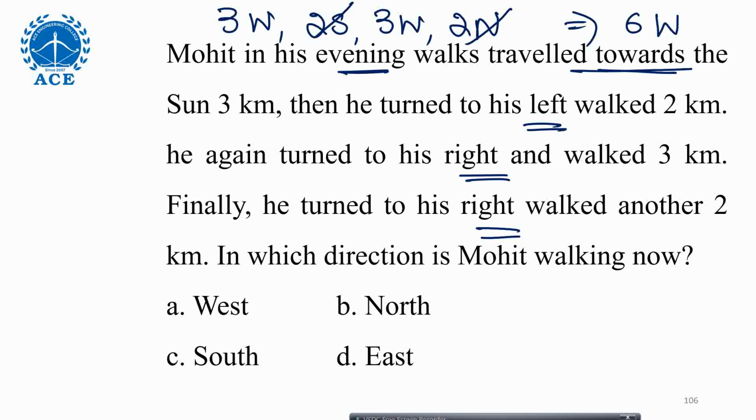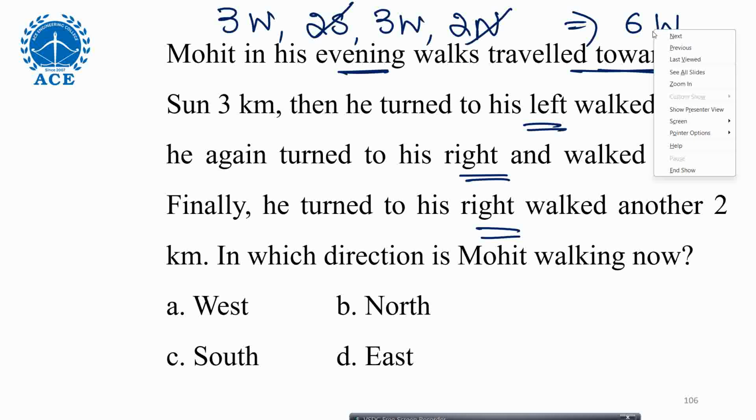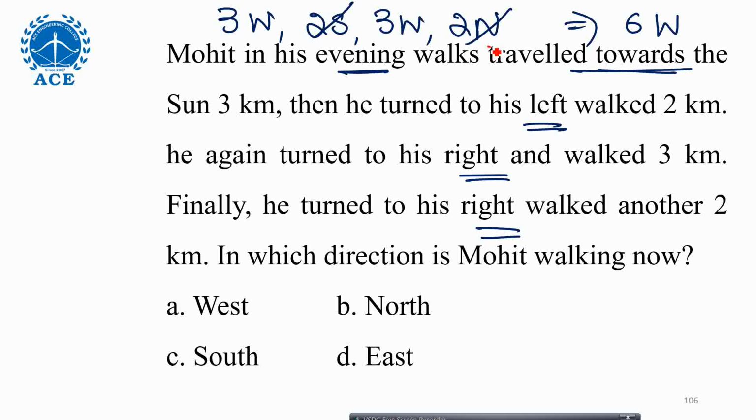But listen. They're asking, I said this question in yesterday's class also. In which direction is he walking now? Question is in which direction is he walking now? Last one. From the starting point he is 6 west, I know. But the question is not from the starting point. In which direction is he walking now? Read the question. From the starting point he is 6 kilometers west. But the question is in which direction Mohit is walking now? Means last one you need to pick.